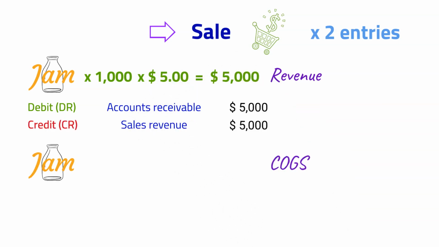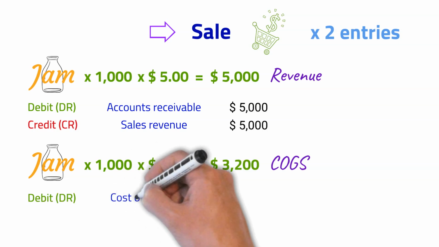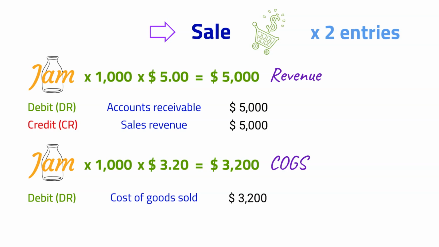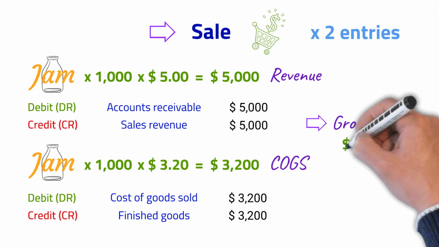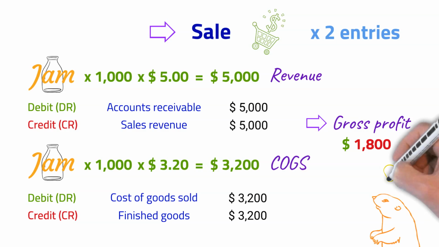COGS entry records the cost leaving inventory and becoming an expense. Debit cost of goods sold 3200, full amount of our finished goods, and debit for expenses, remember. Credit finished goods 3200, to remove our jars with jam from inventory. This is how we compute our gross profit, revenue minus COGS. Here we will have 1,800.